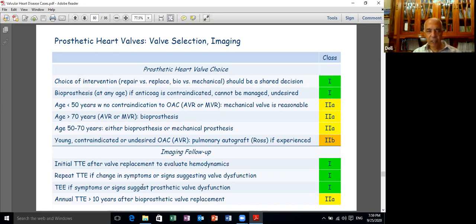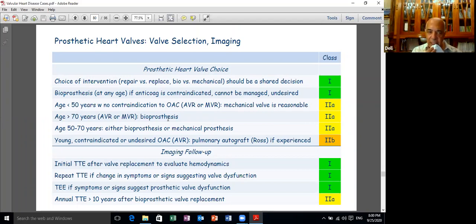So the flexible indication goes with the age of the patient. If the patient is less than 50 years of age, it is reasonable to use mechanical valves if there is no contraindication for anticoagulation. And if the anticoagulation cannot be managed or is undesirable by the patient, then she shouldn't get a mechanical valve. If the patient is above the age of 70, then you can use a bioprosthesis, and between 50 and 70, you can use either a bioprosthesis or a mechanical prosthesis.